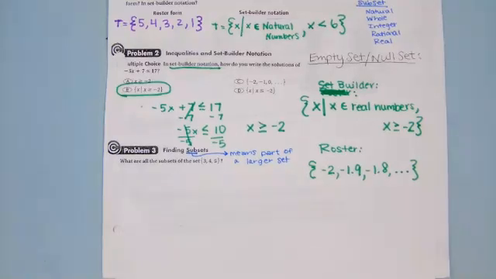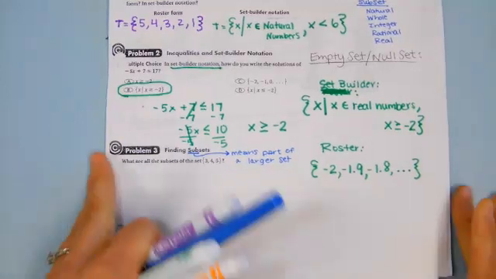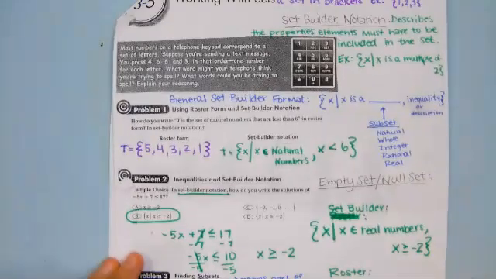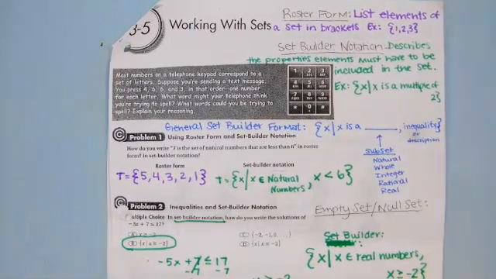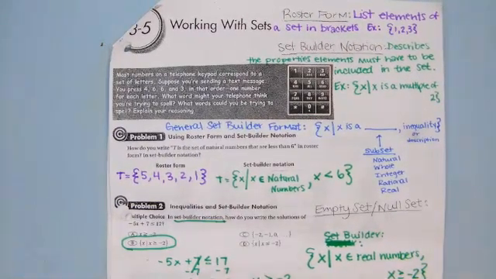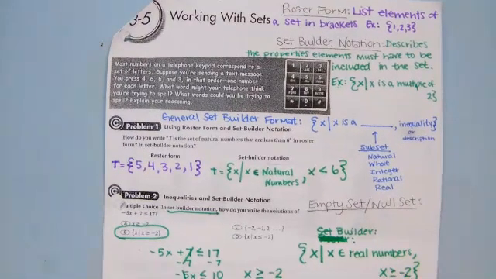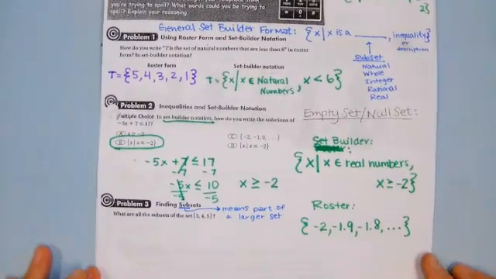Okay, hello and welcome to our second part of 3-5 working with sets lesson. In the last lesson, we did all of our notation and talked about roster form and set builder notation. Today, we are going to do the second part, and we're going to talk about subsets and complements of sets.